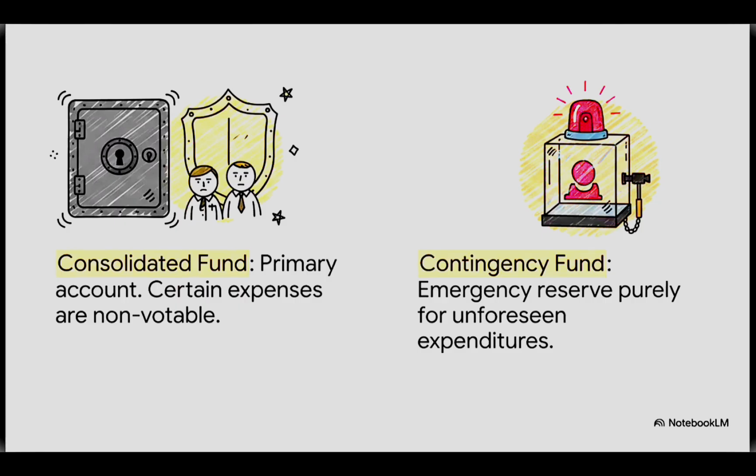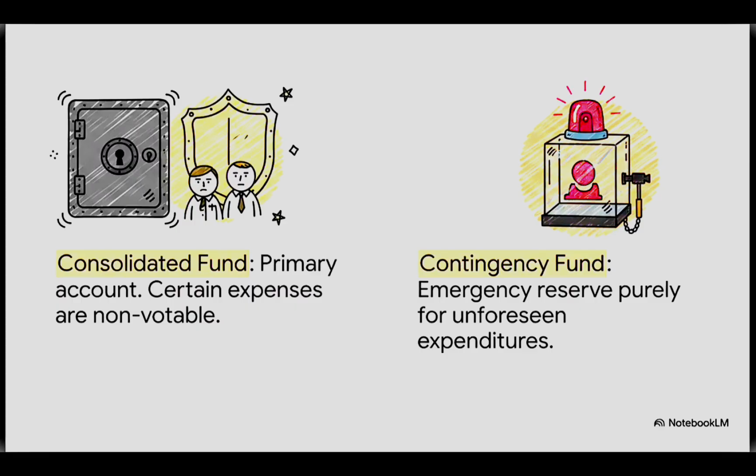So you might be wondering, where does the government actually keep all this cash? It doesn't just sit in one giant bank account. It is strictly divided up. The Consolidated Fund, or Sanchit Nidhi, is the primary account. Basically, all regular revenues and loans go straight in here. Now, what's crucial to understand is that certain expenses are charged directly to this fund. Think the salaries of the president, the vice president, and Supreme Court judges. These are non-votable. That means Parliament can debate them, sure, but they absolutely cannot vote to reduce or deny them, which brilliantly protects the independence of those offices.